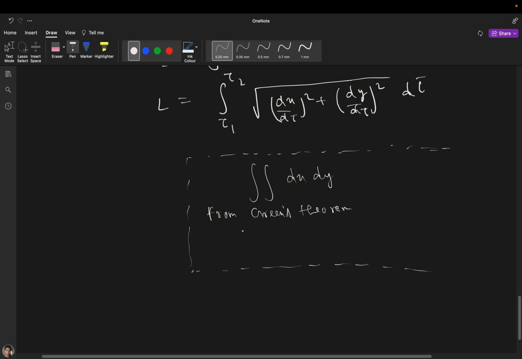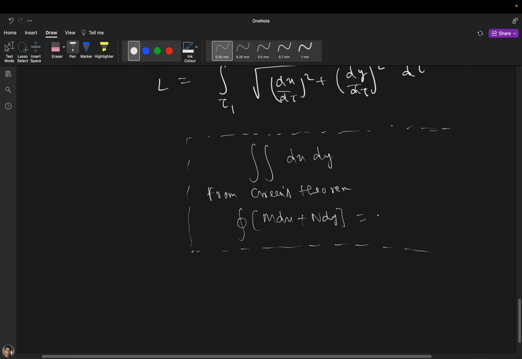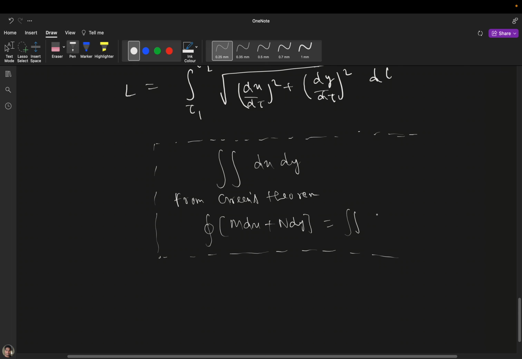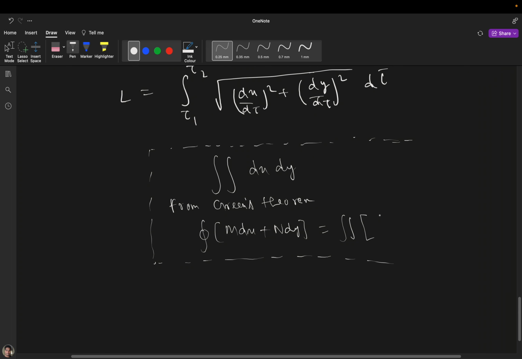Green's theorem says, suppose you have an enclosed curve, M dx plus N dy, then it will be converted into a double integral. And this is an enclosed curve. It will be converted into the double integral of the partial derivative of N with respect to x minus the partial derivative of M with respect to y, and here I can write dx dy.